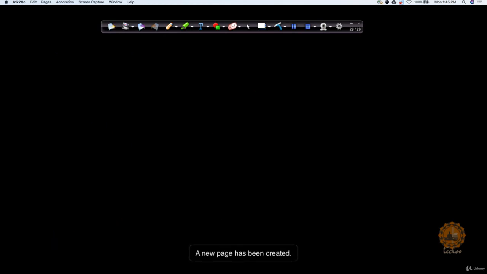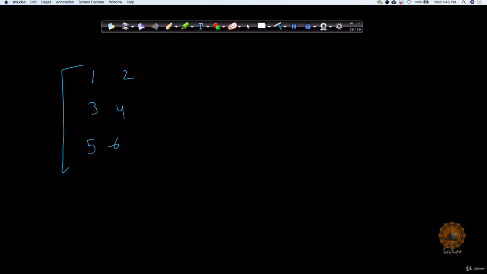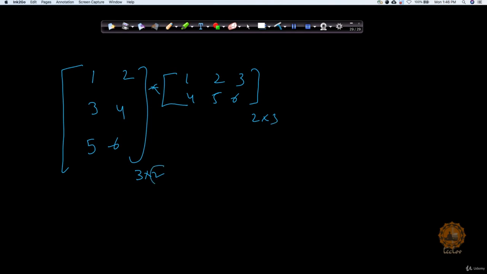Just to give you one example, let's say I have data like 1, 2, 3, 4, 5, 6, and I have another matrix which is 1, 2, 3, 4, 5, 6. Now if you look at the dimensions, this is a 3 cross 2 and this is a 2 cross 3. Now I can see that these two elements are similar, so this multiplication is definitely possible.